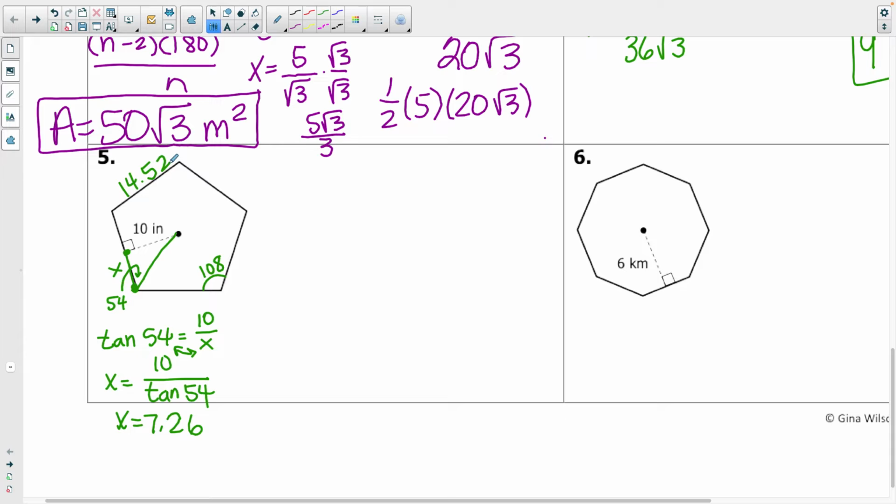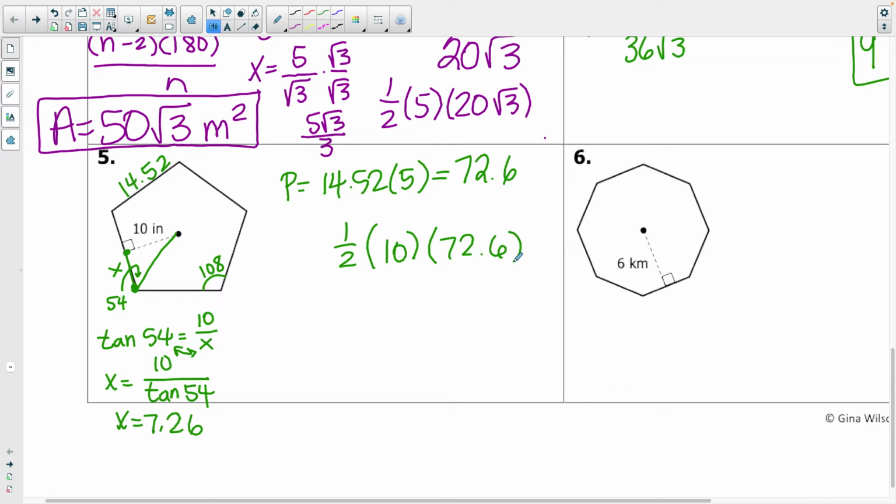So the length of the side is 14.52. I doubled 7.26. To find the perimeter, I do 14.52 times 5. Or some of you have already done this, you just multiplied this by 10. That's fine. So the perimeter is 72.6. Then one half apothem times perimeter, and you should get 363 inches squared.